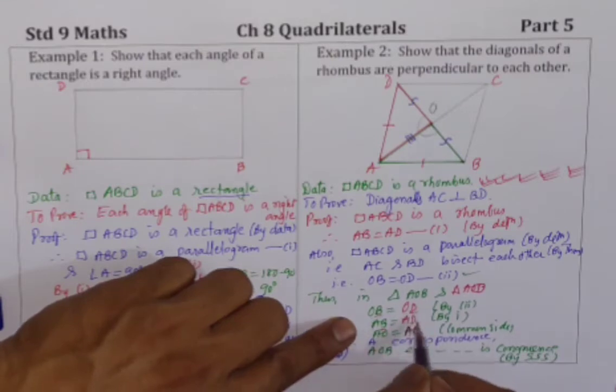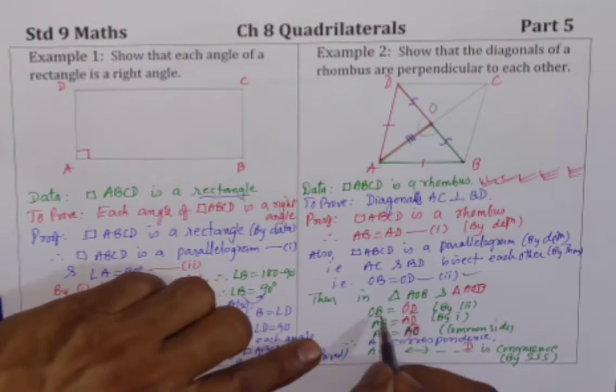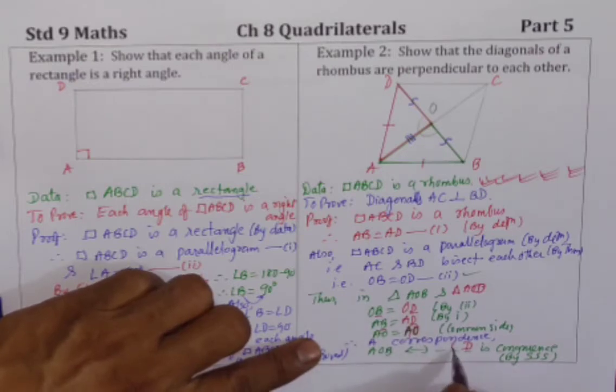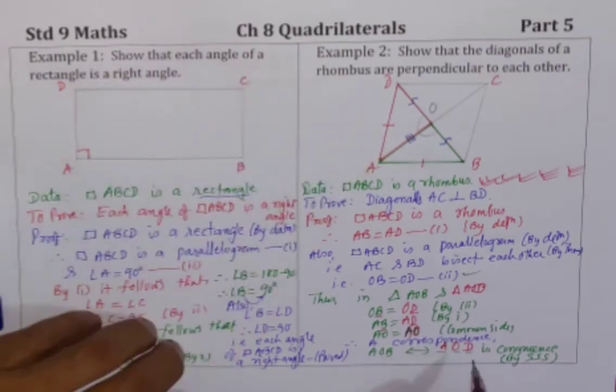B and here D. So B corresponds to D. B is in the last order, so keep D also in the last order. B corresponds to D, it's confirmed, so you can say O corresponds to O. O is in the middle, so write in the middle. The remaining one is A now. So triangle AOB corresponds to triangle AOD, is congruent.